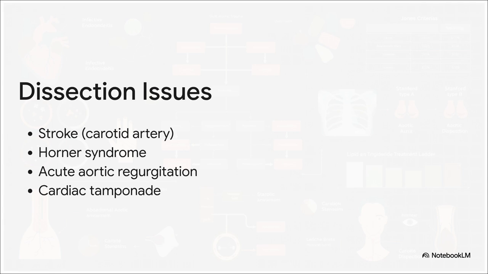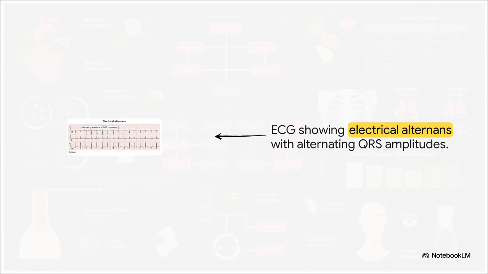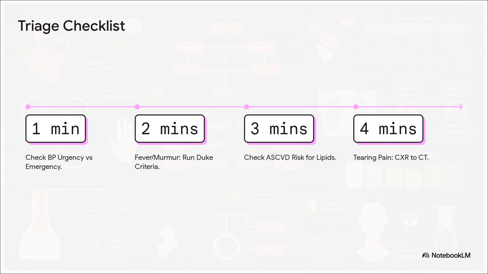And how do you recognize that tamponade complication we just mentioned? If you're looking at an ECG and you see alternating amplitudes of the QRS complexes, you found it. This is called electrical alternans, and it's caused by the heart literally swinging back and forth in a massive pool of blood inside the pericardial sac. If your dissection patient suddenly develops electrical alternans, hypotension, and jugular venous distension, it is the undeniable signature of cardiac tamponade.